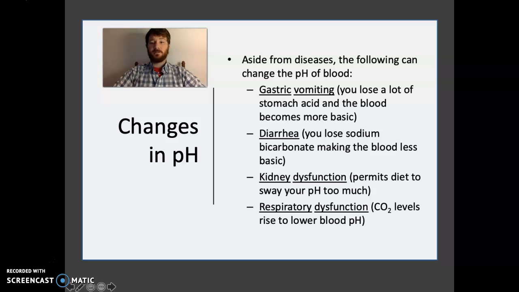And respiratory dysfunction. So if you have a lung that's giving you issues, or you have some sort of long mile to run, a marathon, CO2 levels rise, which lowers the pH of blood. Your body does have to respond to that. And typically, if you're running, it responds to it very quickly, and you don't really feel too bad. But if you do have a collapsed lung or something, pH of blood does have to be monitored. And that's why a lot of times in the hospital, they take your blood so often.